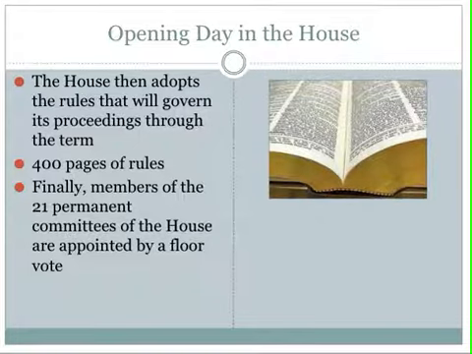They adopt the rules then that kind of govern their proceedings throughout the term. A lot of rules, a lot of people, so there's more rules. And then they put different members into 21 permanent committees, and they're voted on by the floor of the House.